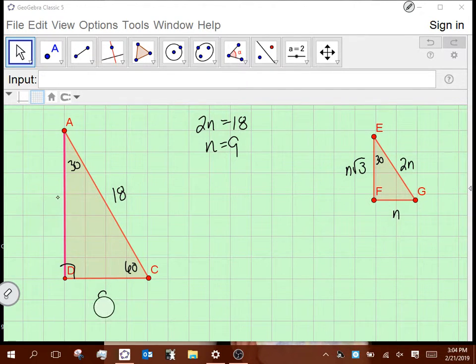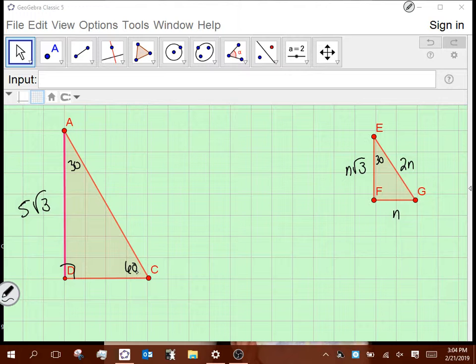Okay. What if I give you this? What if I tell you this is 5 radical 3? What's the little equation you get there? Okay, so what's n going to be? 5, and that goes across from what angle? 30. And what's going to be my hypotenuse? Careful. 10. Okay.